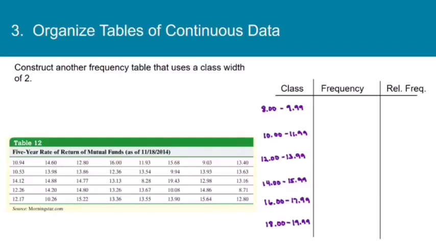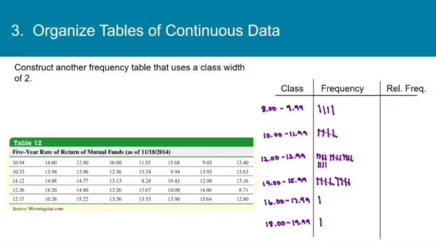And now if we sort the data, we'll see something a little different. We'll start with 10.94 again, and that will go in the second class. 10.53, 14.12 now goes in the fourth class, 12.26, and then 12.17. And I'll go ahead and do the second column with you, and then I'll let you do the rest of the columns on your own.